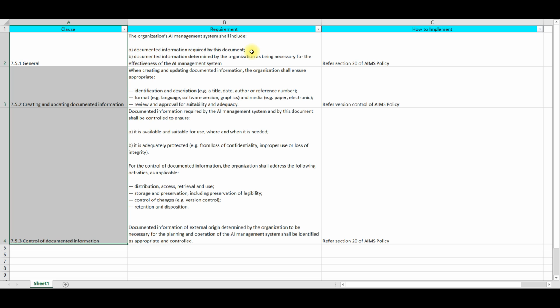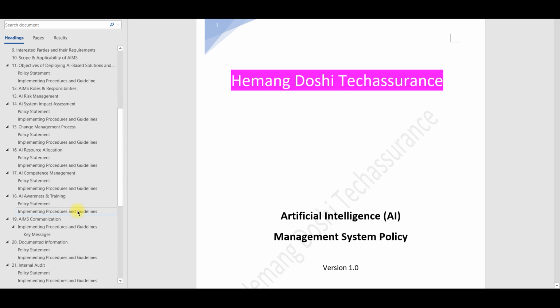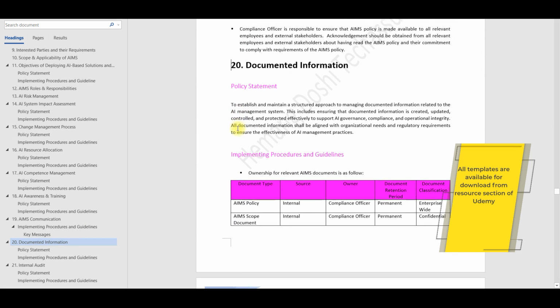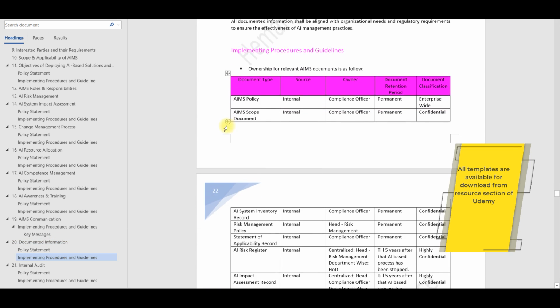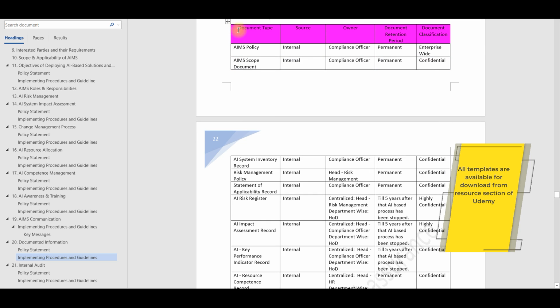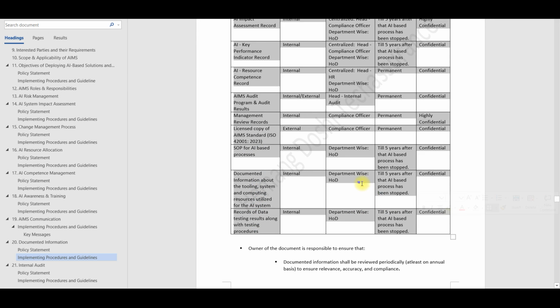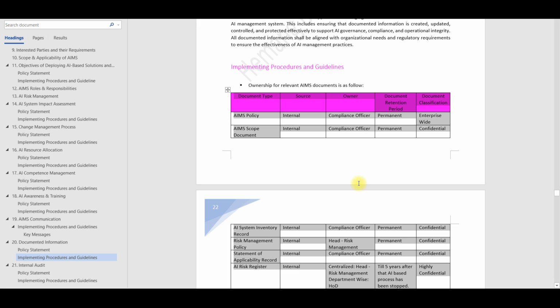This document means ISO-42001, and then documented information determined by your organization. So what you need to do is simply write in your documented information what documents you require for managing AIMS. So these are some documents that we understand will be required for managing AIMS. You may like to use the same and modify according to your requirement.